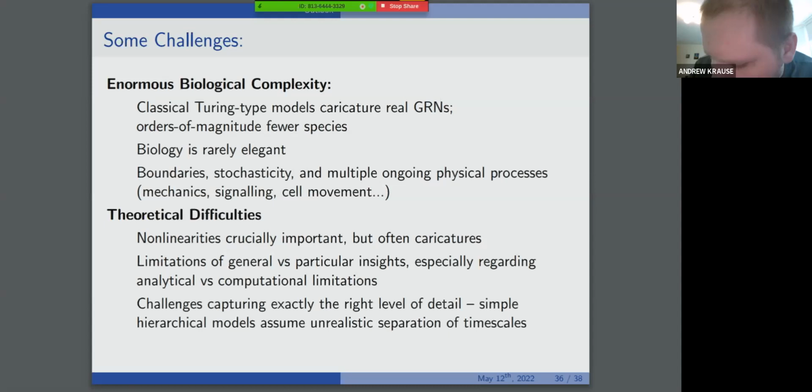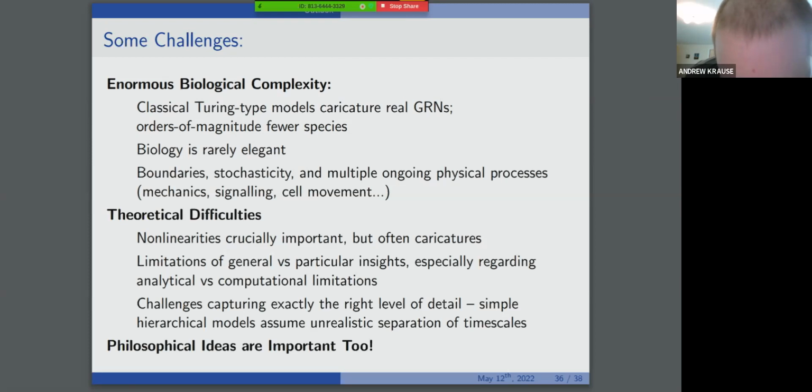And this is exactly why it's a problem of capturing exactly the right level of detail. So most of our theories of hierarchical patterning, like the one I presented to you here in terms of pre-patterns, assume a real separation of timescales between subsequent patterning events and between different physical processes. And we rarely have this in a very clean or nice way. And I should mention that I think that really looking at philosophy is also quite important, really looking at how we approach these questions and how we think about these phenomena.